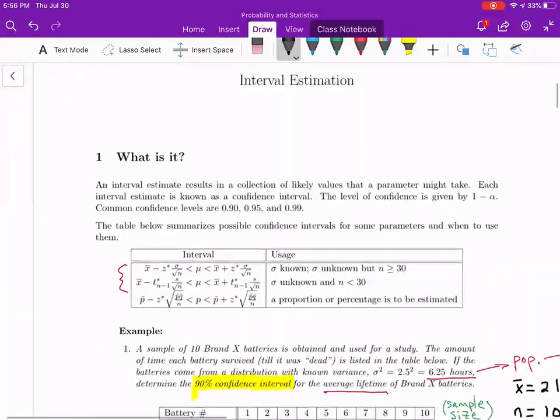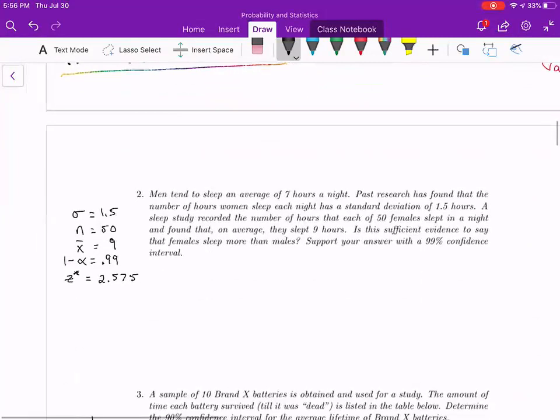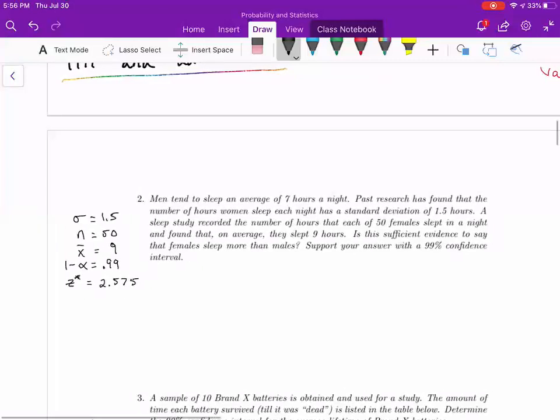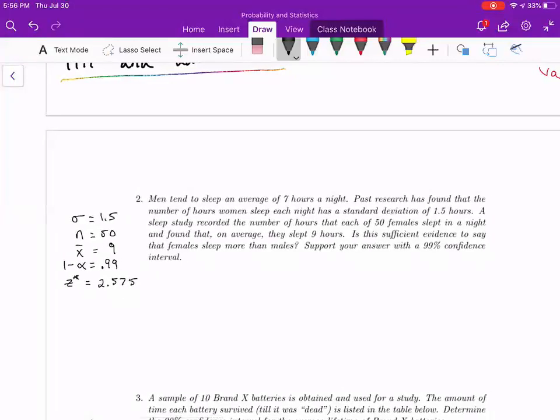I wrote Z because we know sigma. That's your thought process: sigma is known, so use the Z table. Let me write that. That's why we're using the Z table. It's not because I wrote a Z star.